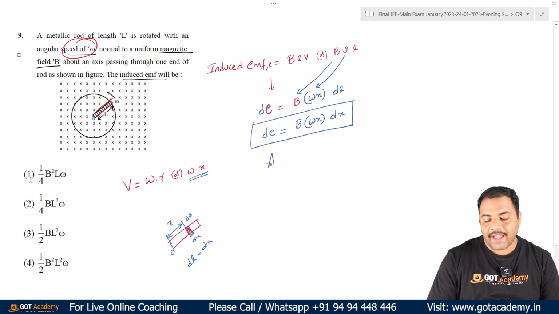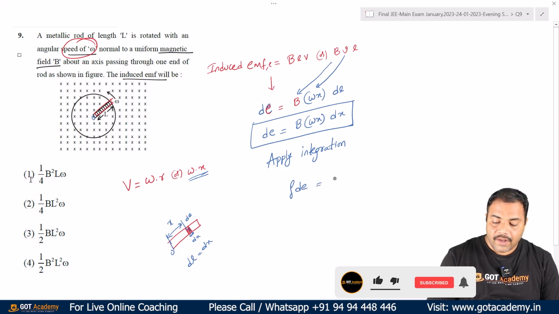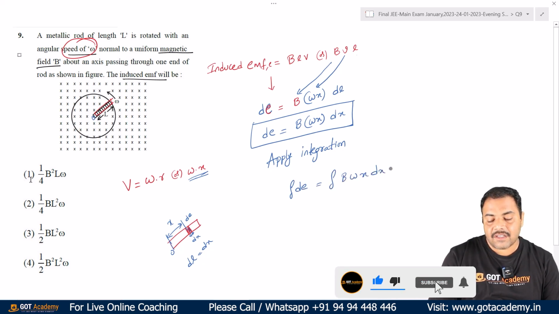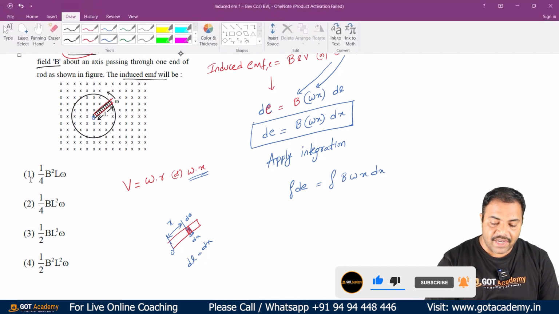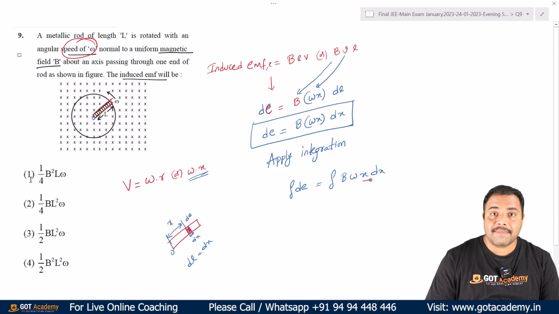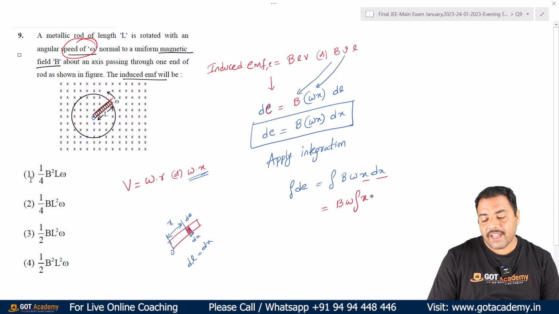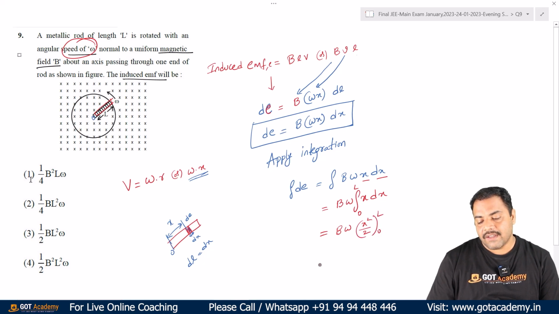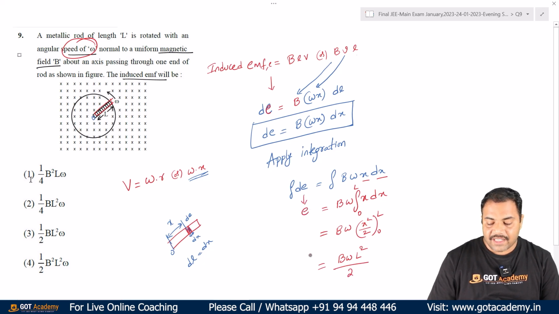So apply integration. That is, integral of dE is equal to integral of B omega X dx. Here we are performing integration with respect to dx, so only x must be inside the integration. Clear? So B omega comes out. Integral of x dx, where x is varying from 0 to L, can be written as B omega x square by 2, from 0 to L. So B omega L square by 2, where integral of dE is nothing but E.